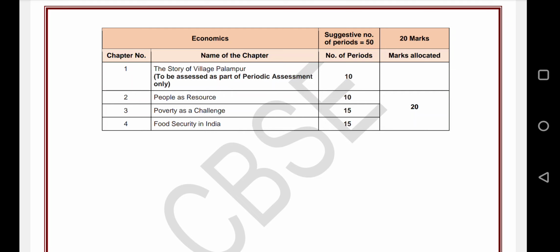And the first chapter is going to be assessed only for periodic assessments like PA1 or PA3, like unit tests. So there it will be assessed. So the last 3 chapters, like second, third and fourth, are going to be for 20 marks. The first chapter is for periodic assessment also, so no need to worry about it.